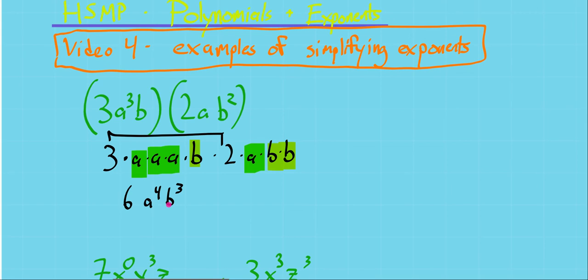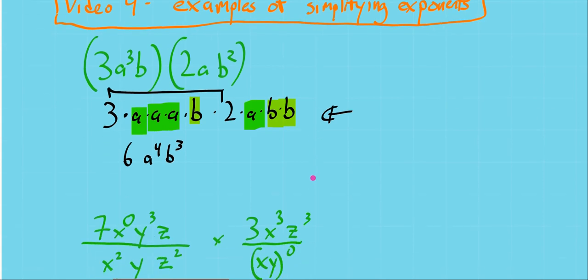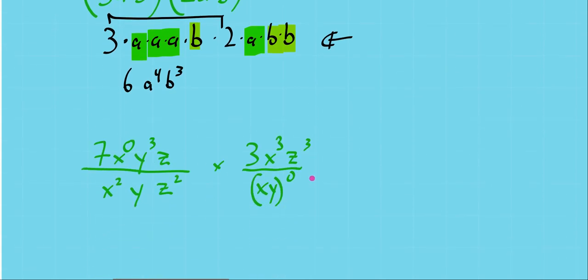Or we could count them up without expanding first. We could say there's 3 times 2, that's our 6. We've got 3 a's and another one, that's 4. And we've got 1 b and 2 more, that's 3. Do it this way for practice a few times until you're sure you know what you're doing. But afterwards, please feel free to just go the short way.